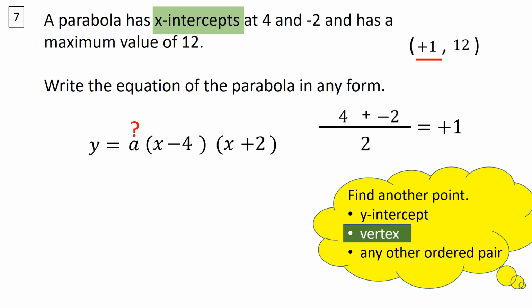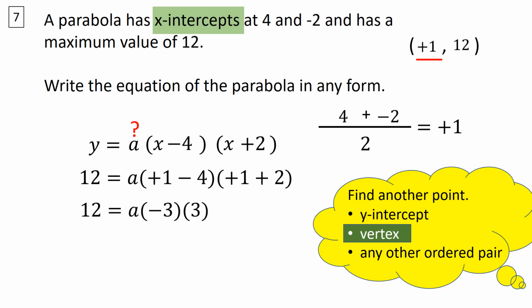That's going to be the x-coordinate. So remembering that that vertex is halfway between the x-intercepts can be helpful. If we know the x-intercepts, we can find the x-coordinate of the vertex. So how does this help me find a? Well, I know that when x is 1, y is going to be 12. That's what knowing an ordered pair from the graph is going to be helpful with. So we can plug that in.